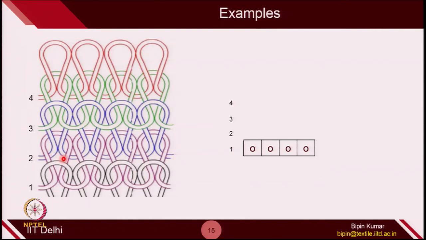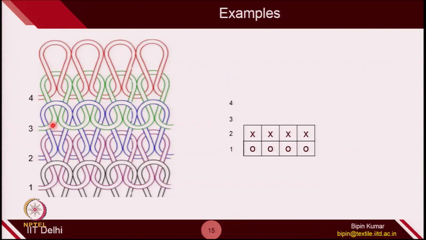In the blue loops you can easily see you have one blue loop coming out of the pink loops, right. And if you follow the movement of all blue loops, it appears that it is being formed on the front side of the pink loops. So, that is why this is called technical front. So, the second course is all technical front loops.